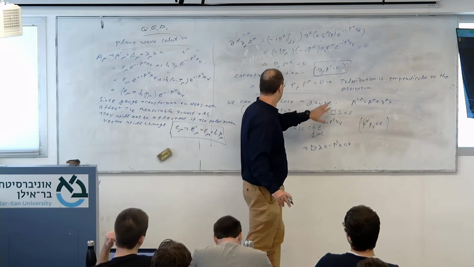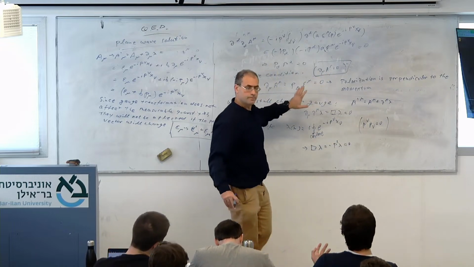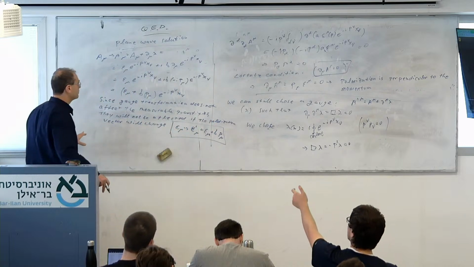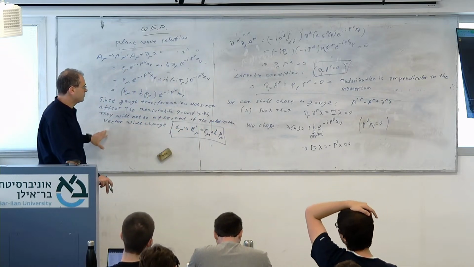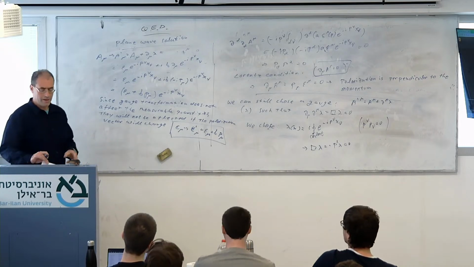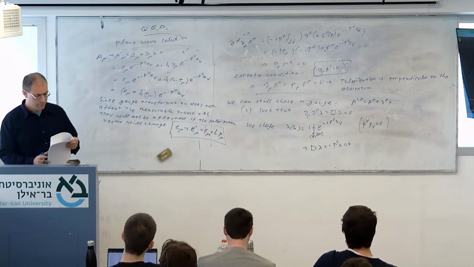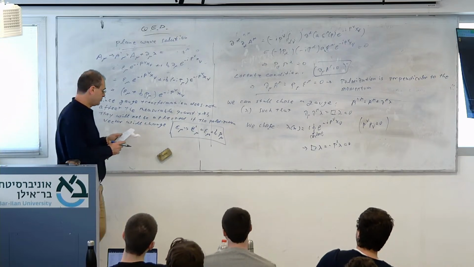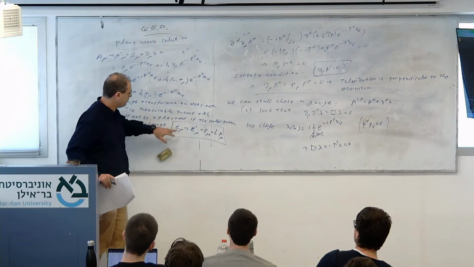I have to fulfill the Lorentz gauge. It's consistent. You can choose epsilon mu to be minus b p mu. Hold on, it's very simple. No, wait, it's a bit more complicated.